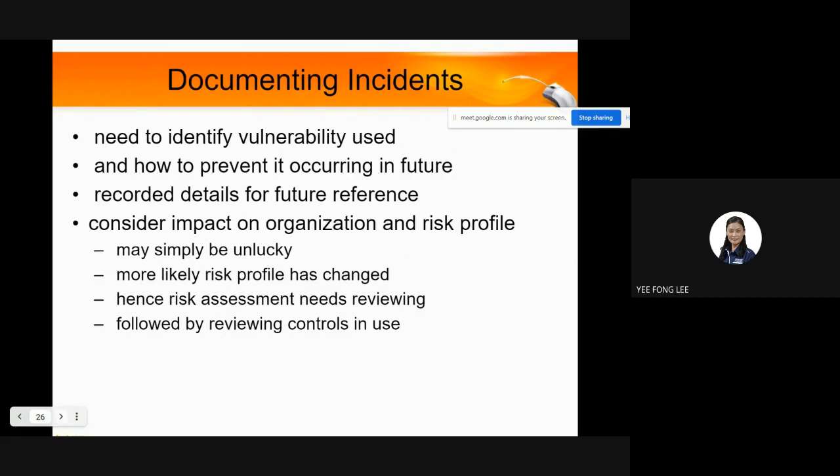Documenting incidents. Okay, look at the explanation here. Okay, look at the screen.